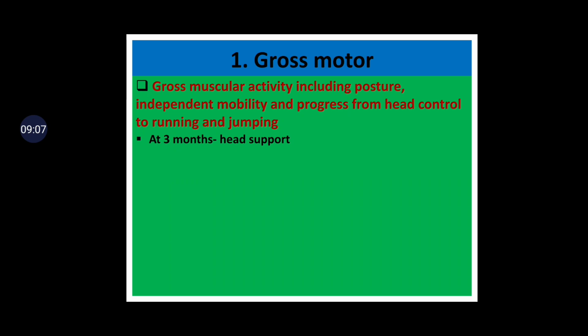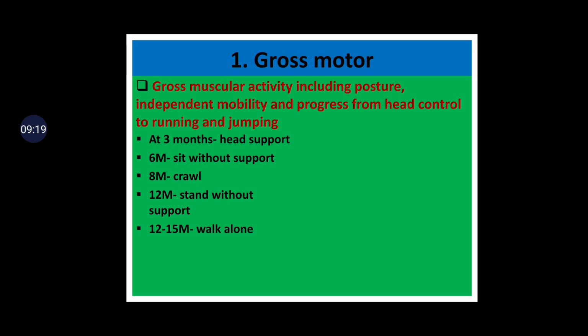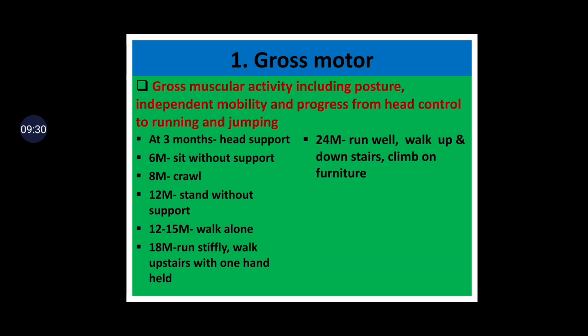At 3 months, infants can support their head. At 6 months, they can sit without support. At 8 months, they can crawl. At 12 months, they can stand without support. At 12 to 15 months, they can walk alone. At 18 months, they can run stiffly and walk upstairs with one hand held. At 24 months, they can run well, walk up and down stairs, and climb on furniture.